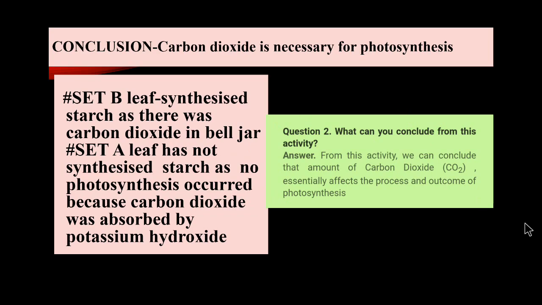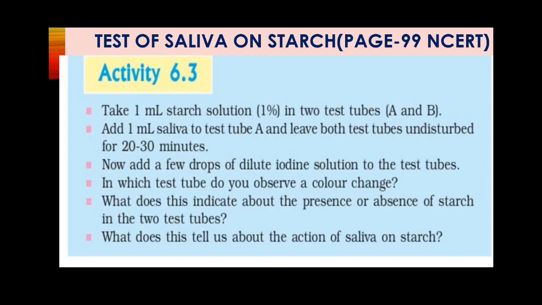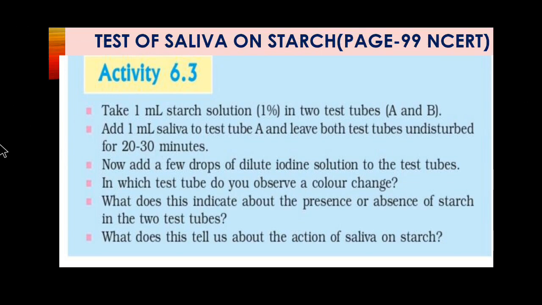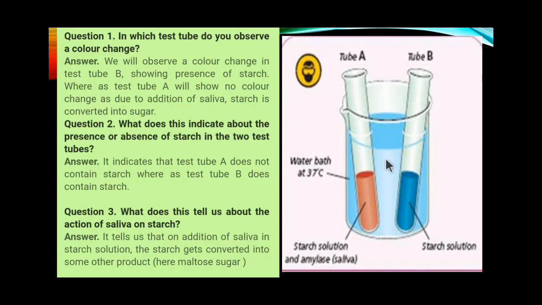of the photosynthesis. Now next is the test of saliva on starch, that is on page number 99. Okay, where it says, take 1 ml of starch solution in 2 test tubes A and B, add 1 ml saliva to test tube A and leave both test tubes undisturbed for 20 to 30 minutes. So in test tube A and test tube B, starch solution is taken in both, but only 1 ml of saliva is added in test tube A, and both are left for 20 to 30 minutes.